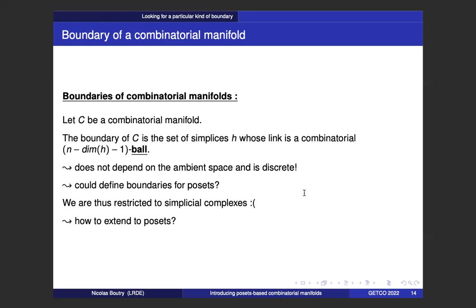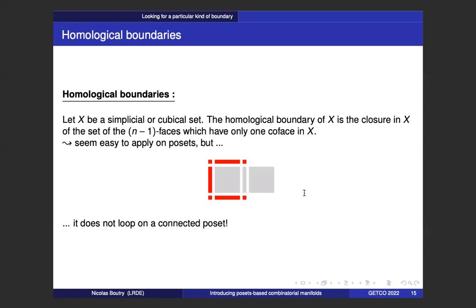However, there is another definition of boundary which is specific to combinatorial manifolds. If we take a combinatorial manifold, the boundary of C is the set of simplices whose link is a combinatorial ball. So we can see that we do not depend on the bigger space. This is the good point. We are discrete, but it is restricted to simplicial complexes. So we feel that it is not sufficient for us. How to extend to posets? We still are looking for a definition.